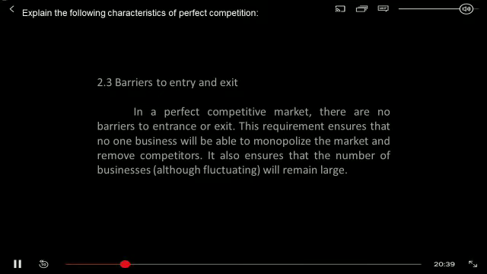2.3 Barriers to entry and exit. In a perfectly competitive market, there are no barriers to entry or exit. This requirement ensures that no one in the business will be able to monopolize the market and remove competitors. It also ensures that the number of businesses, although fluctuating, will remain large.